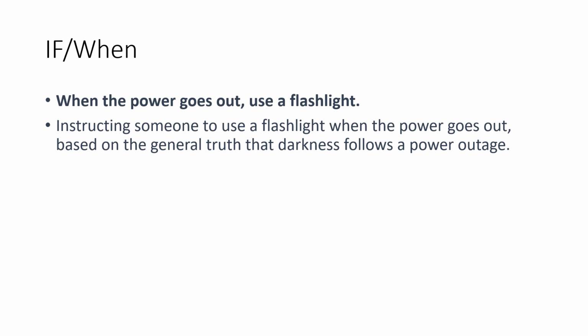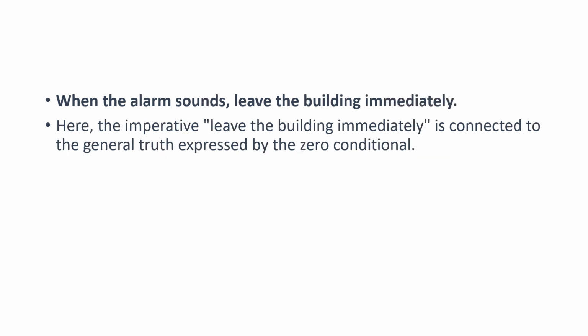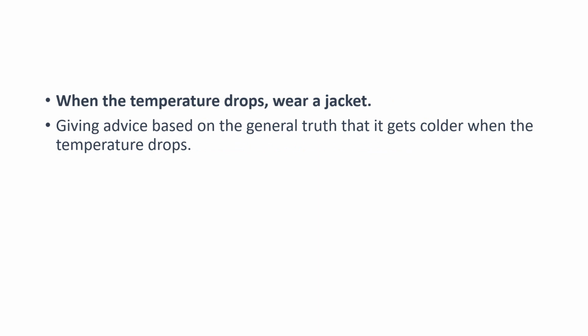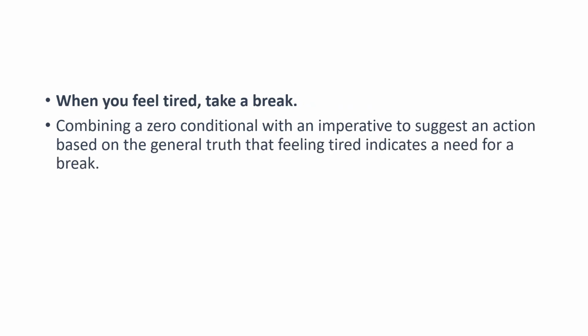When the power goes out, use a flashlight. Instructing someone to use a flashlight when the power goes out, based on the general truth that darkness follows a power outage. Use a flashlight is an imperative. When the alarm sounds, leave the building immediately. Here, the imperative leave the building immediately is connected to the general truth expressed by the zero conditional. When the temperature drops, wear a jacket. Giving advice based on the general truth that it gets colder when the temperature drops. When you feel tired, take a break. Combining a zero conditional with an imperative to suggest an action based on the general truth that feeling tired indicates a need for a break.